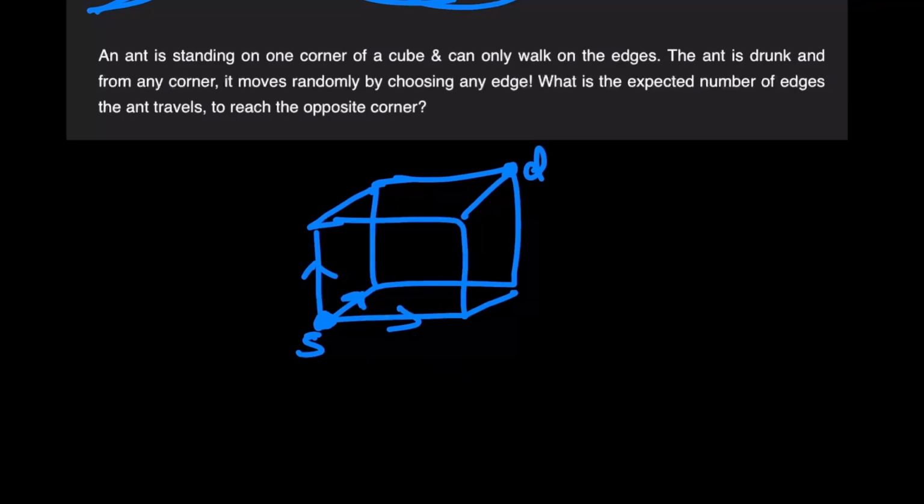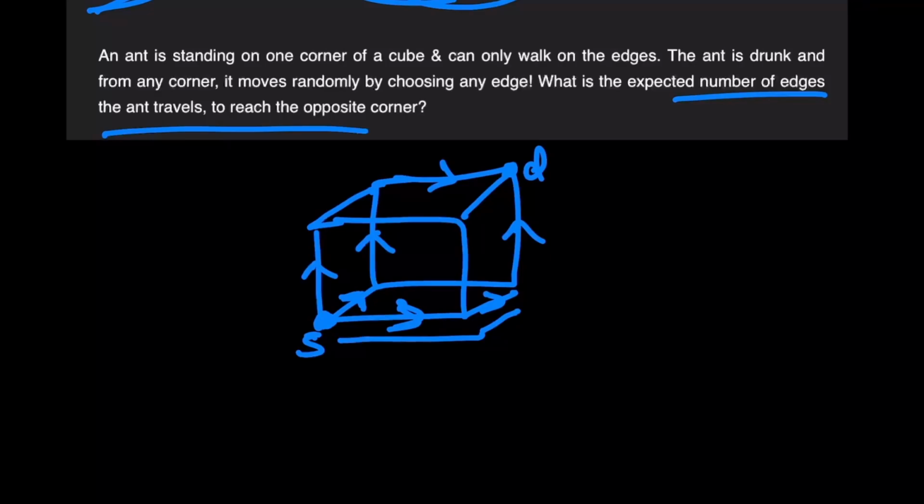So the ant can reach D from S in 3 steps, right? So let's say he takes a path of this, then this, as in this edge, and then this edge. Or you could also have considered this edge, then this edge, then this edge. So there are possibilities where the number of edges the ant travels to reach the opposite corner is equal to 3.